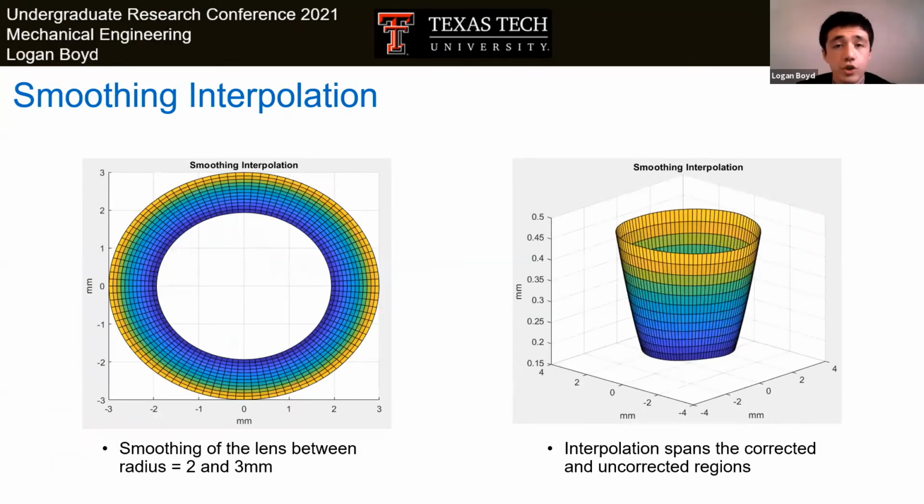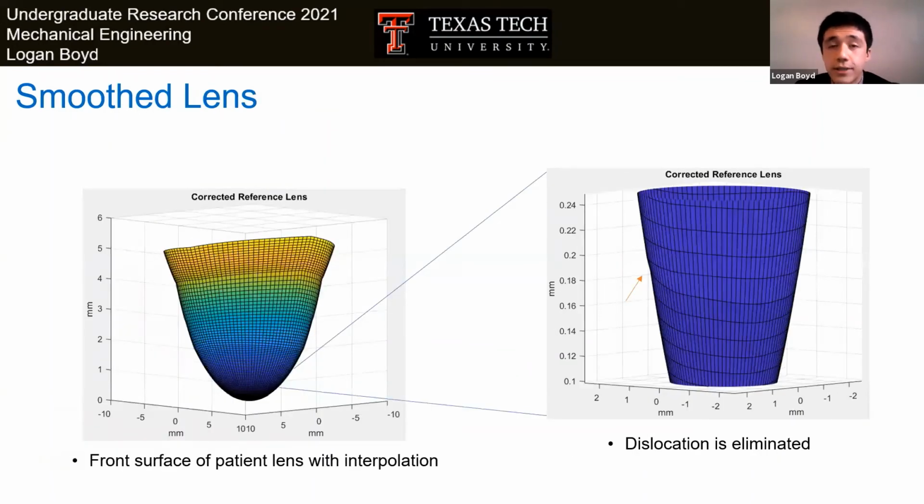Here is the interpolation numerically. Interpolation begins at the inner 2 millimeter radius for our correction and extends to an arbitrary user-defined outer radius, in this case 3 millimeters. Once we have created our interpolation, we will then insert it back into our patient's trial lens, shown here. As you can tell, the edge discontinuity is almost completely eliminated. The danger is gone, and our patient can finally safely use our corrected lens.